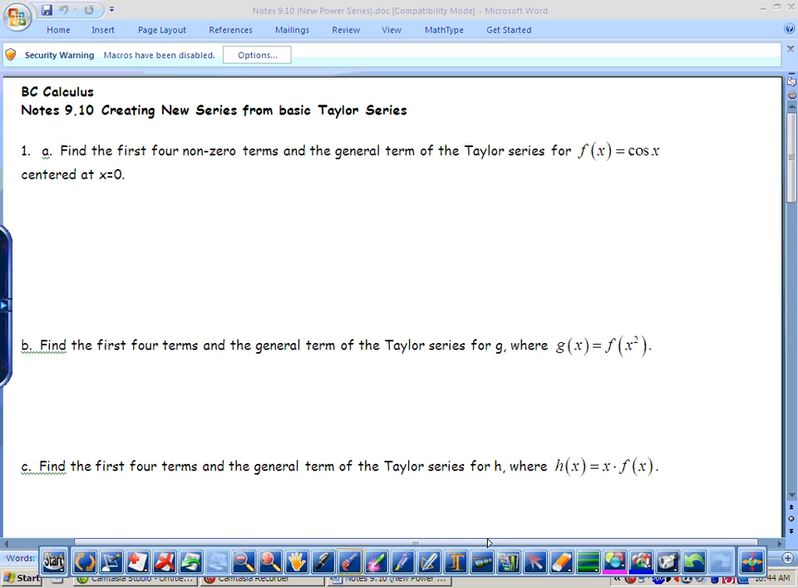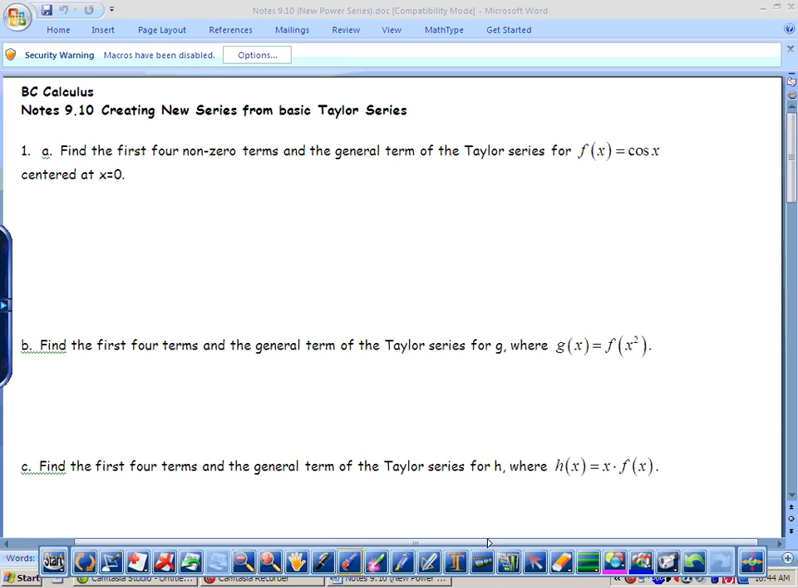Today we're going to create new series from basic Taylor series, and it's really just an extension of what you learned in Algebra 2 of, say, giving you an equation for f of x and then asking you to find, say, what f of x plus 1 is, where you just literally go through and plug in an x plus 1 everywhere you see an x.